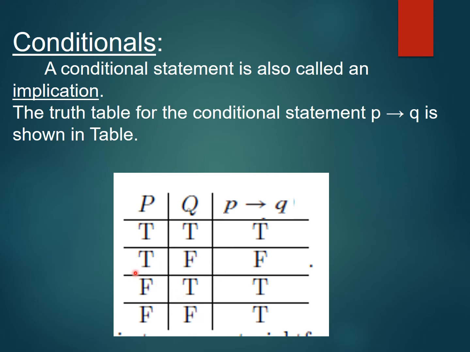Now interesting fact is when P is true and Q is false, it is the only possibility when P implies Q is false. In rest all the combinations, it is true. When P is true, Q is true, it is true. When P is false, Q is true, it is again true. When P is false, Q is false, it is again true. So keep in mind that the only possibility when the first proposition is true and second is false, its answer is false. In all other, it remains true.